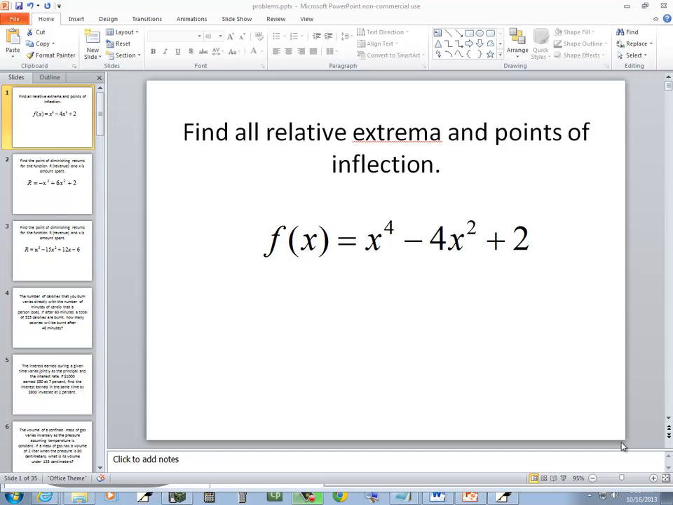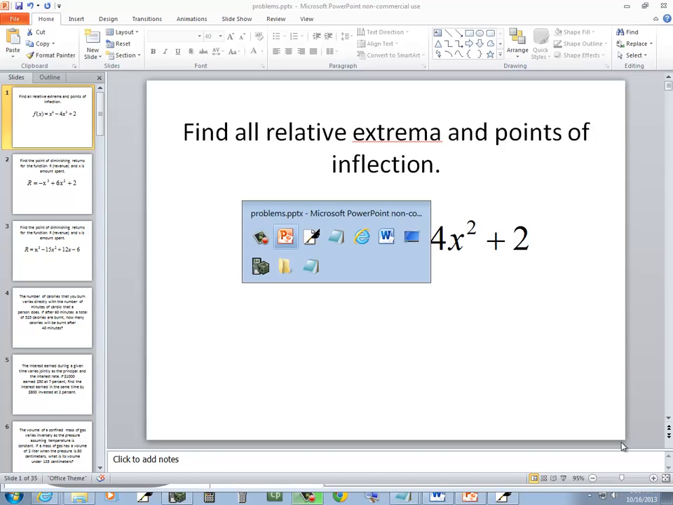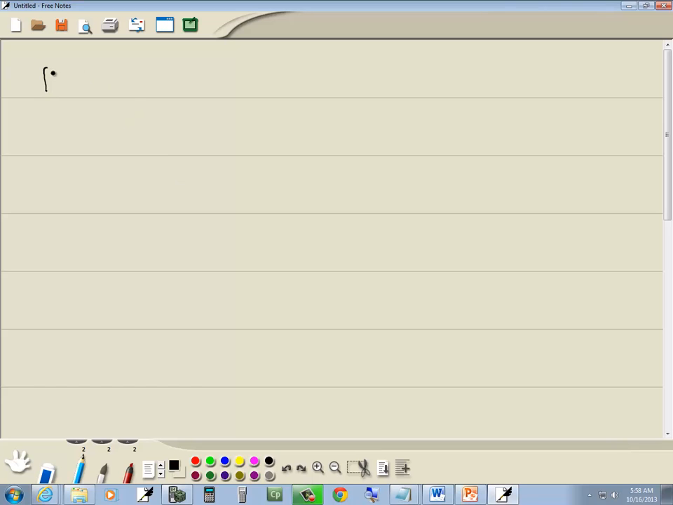In this problem, we want to find all relative extrema and points of inflection. So we have f of x equals x to the fourth minus 4x squared plus 2. We need to find our first derivative. So f prime is going to equal 4x to the third minus 8x, and then the 2 drops away.